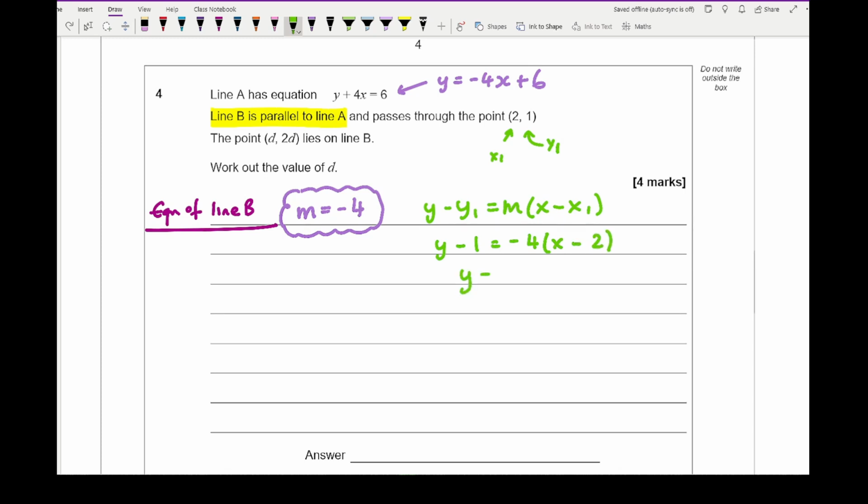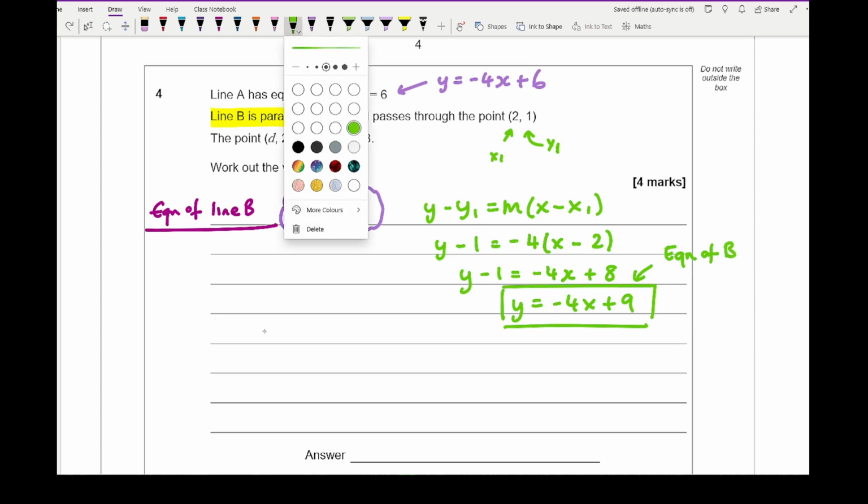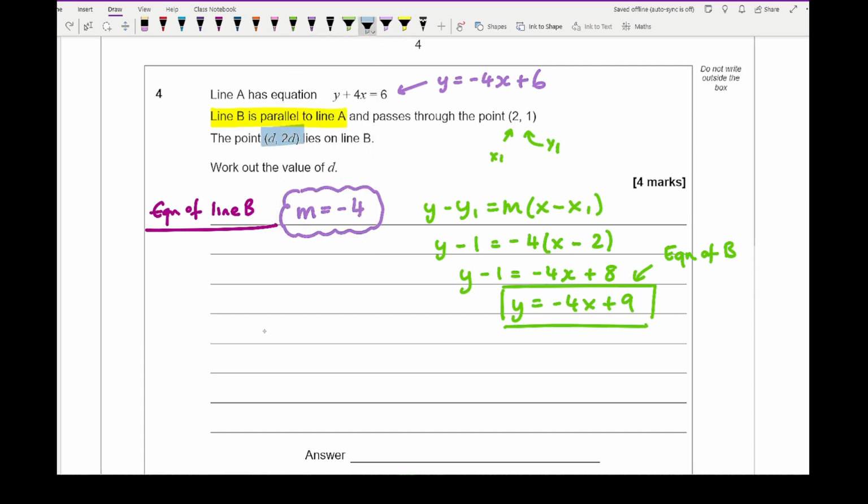Substituting it all in, we get y minus 1 equals minus 4x plus 8. So we get y equals minus 4x, and we add 1, plus 9. And that there is my equation of B. Now the question's then asking me that I've got a point on B. So if I now substitute this coordinate here, so here I've got an x value of D and a y value of 2D, and I substitute that into this, then what I end up with is 2D equals minus 4 lots of D plus 9.